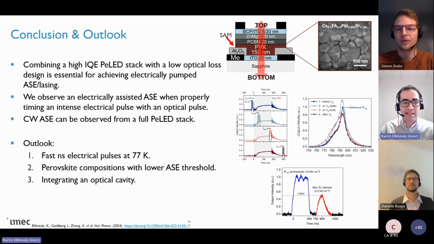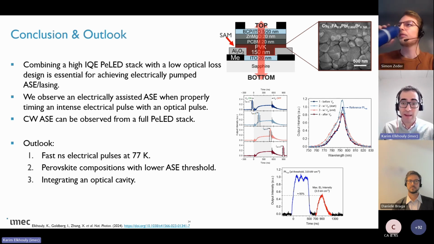And what is the outlook? What are the next steps? As I discussed, heating plays an important role in the device performance. So instead of using 500 nanosecond electrical pulses, which I showed here, probably we need to use something like 10 to 20 nanoseconds. That will already mitigate heat, which will be good. Also, we need to reduce the threshold of the laser, and then we need better chemistry. Let's put it this way. We need some ingenuity on designing perovskite gain media.